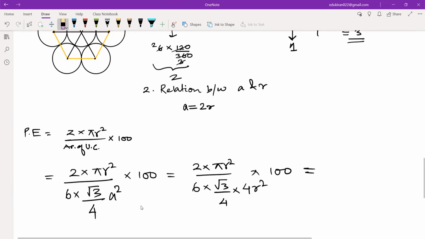Too many mistakes for a day. This is Z only, this is not 2. This is Z.